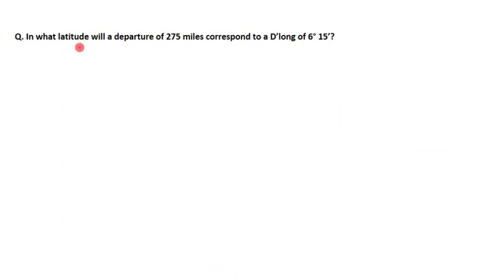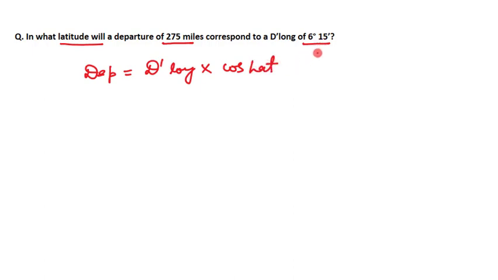Now let's solve this problem. In what latitude will a departure of 275 miles correspond to a D long of 6 degree 15 minute? So we know it very well that the relationship between departure and D long is simple, that departure is equal to D long into cos of latitude, and this is the parallel sailing formula, as I have already discussed.